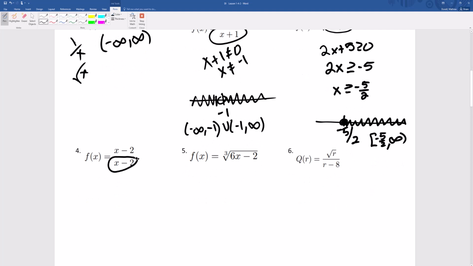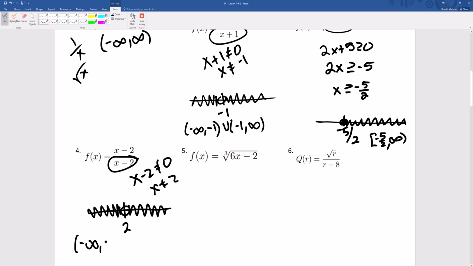For here, I'm dividing by x. I say that can't equal 0, so x can't equal 2. Number line, open circle. So that's negative infinity to 2, 2 to infinity. It's an odd root, so because it's an odd root, I know that there are no domain restrictions, so therefore my domain is negative infinity to positive infinity.